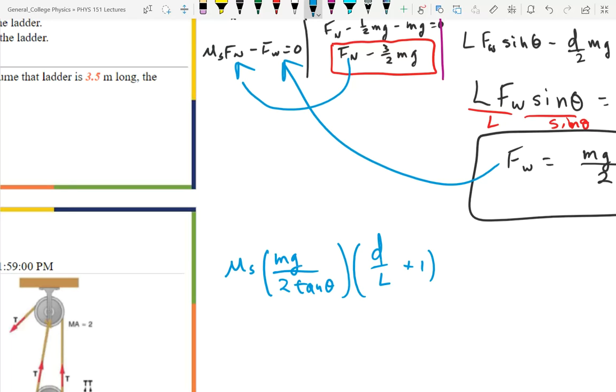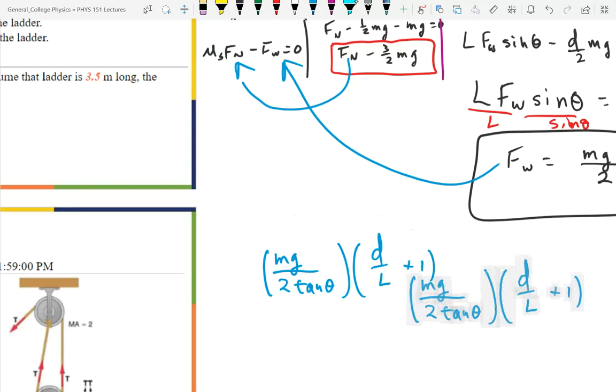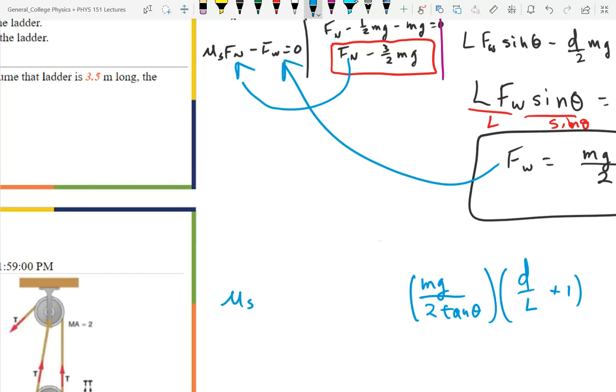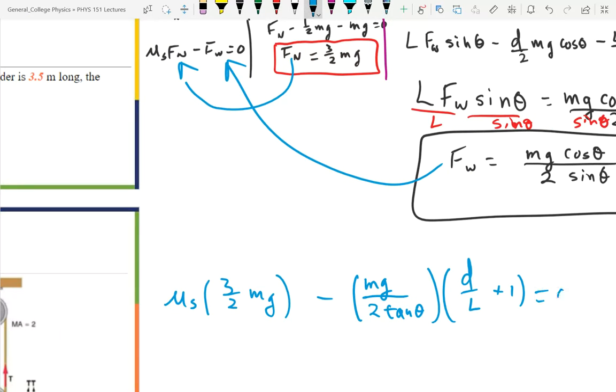So that's mu s times force, oh crud. That's mu s times force wall, which would be incorrect. Mu s times force normal, which is 3/2 mg minus force wall equals 0. Notice the mass of the person climbing is not going to matter. I'll cancel the masses in both terms.